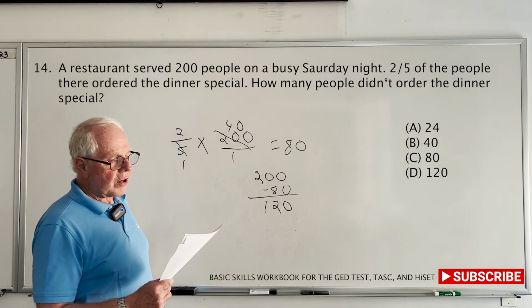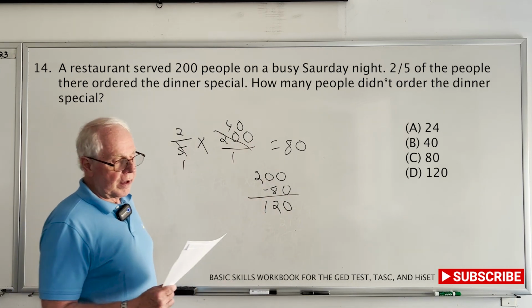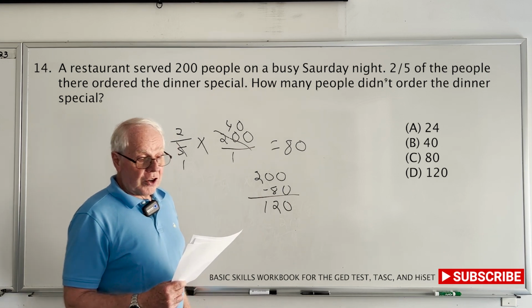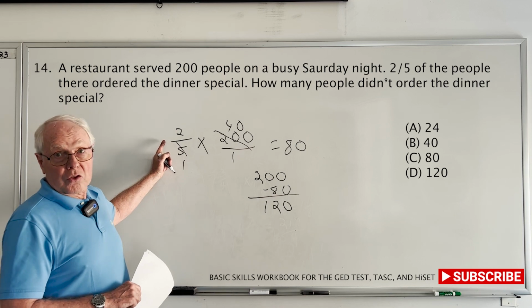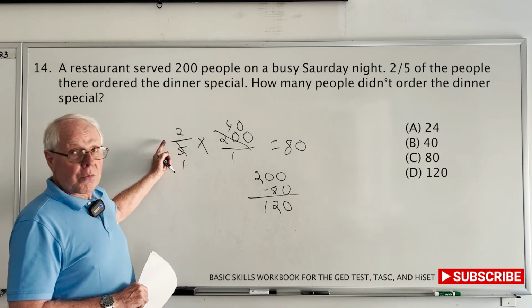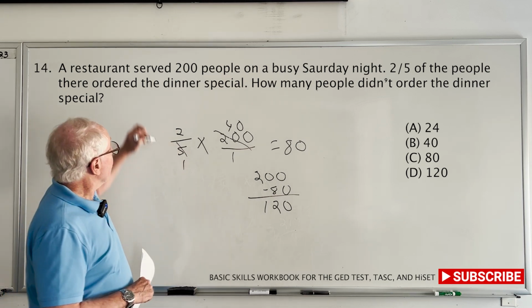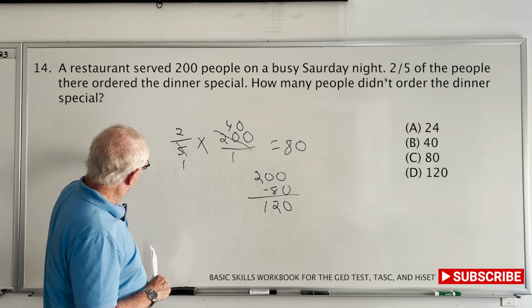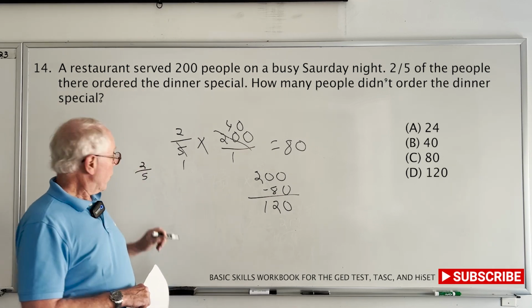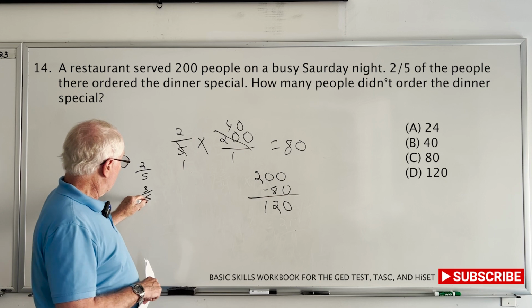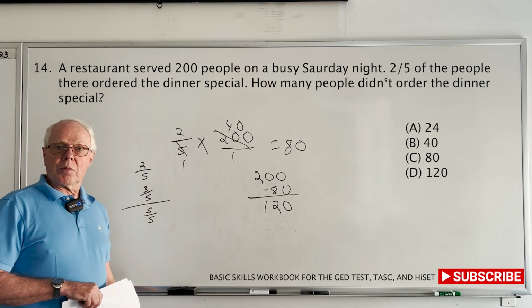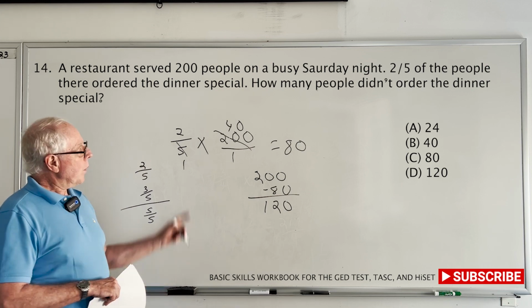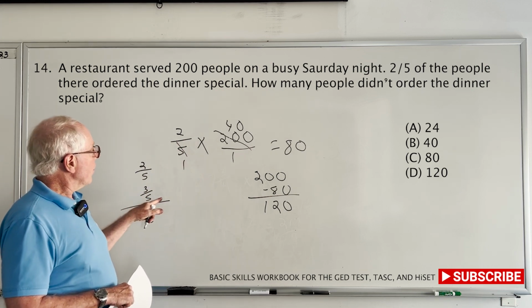And that's why they're giving us this, where they say think. First, figure out what fraction didn't order the special. Well, if 2/5 did order the special, 3/5 didn't order the special, right? Because here's 2/5 who did order it, plus the 3/5 who didn't order it. That adds up to 5/5. That's everybody. So we could save time if we think about this in advance.